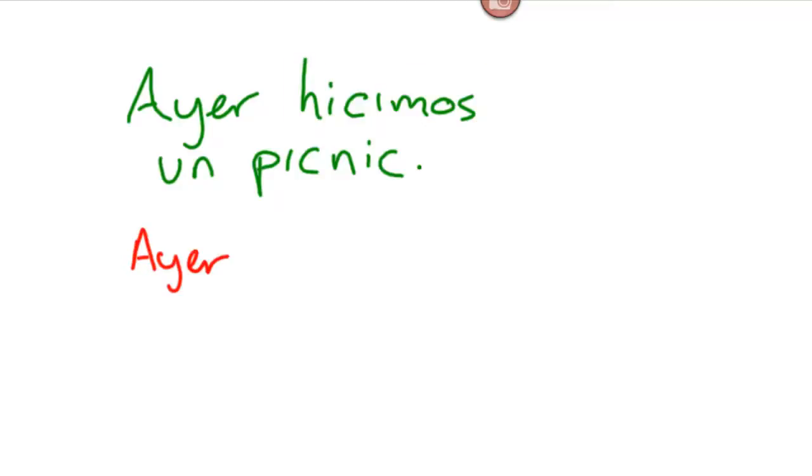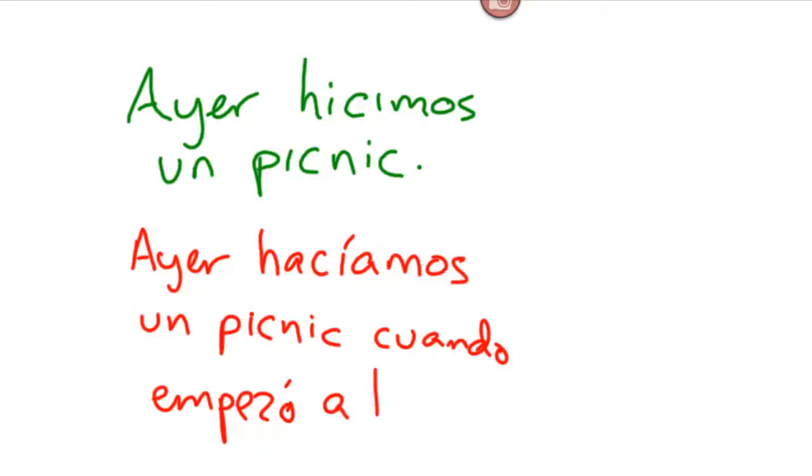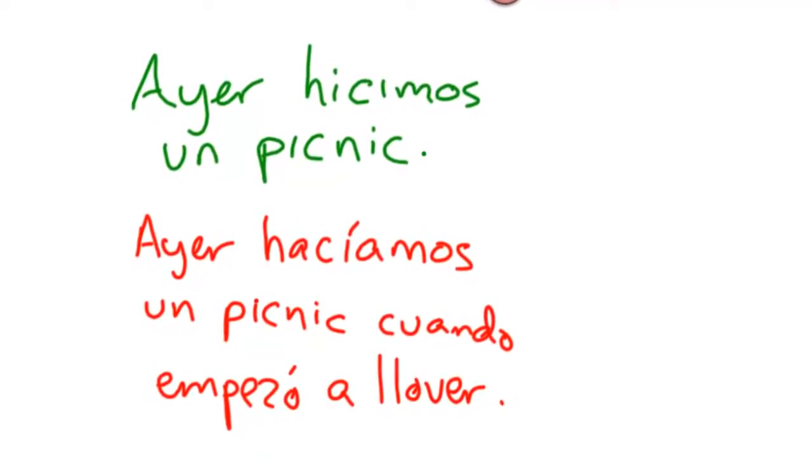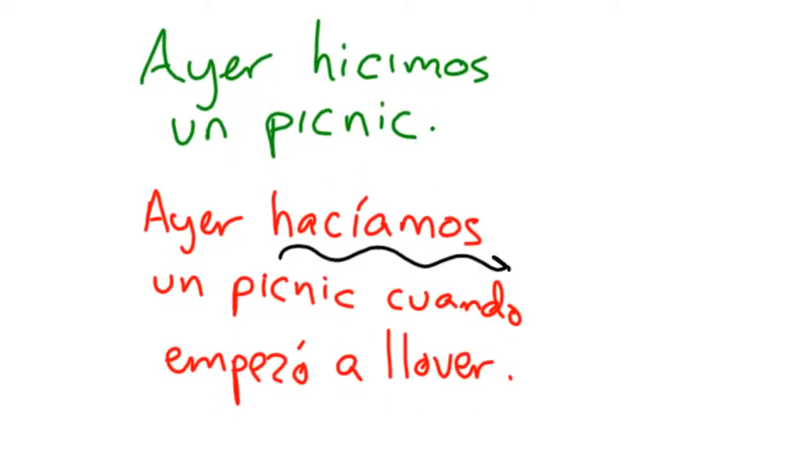ayer, yesterday, hacíamos un picnic cuando empezó a llover. Okay. So in this case, we've got something that was going on, a situation. We were having a picnic. Okay. So that was something in progress.